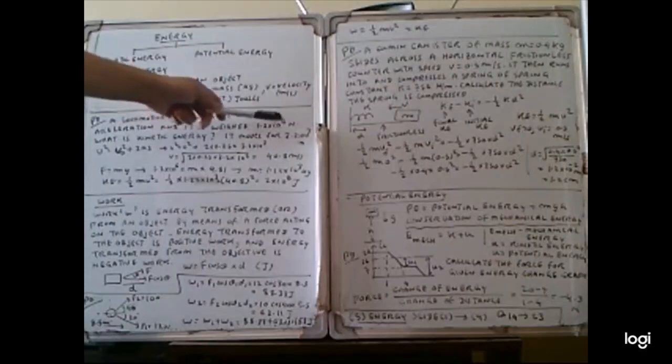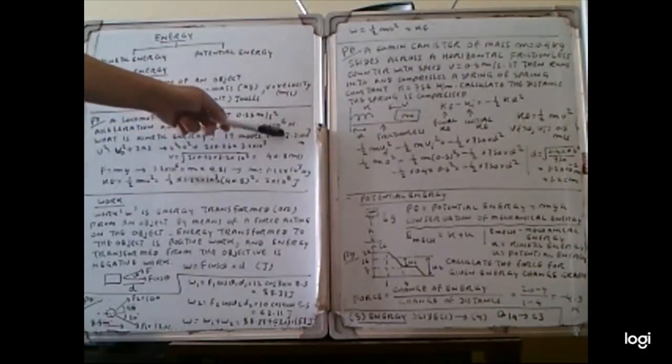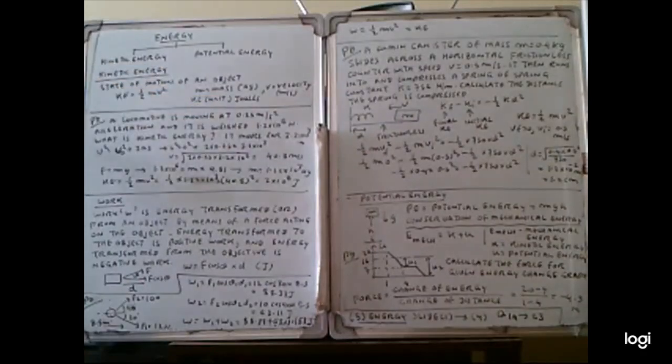So in this problem, a locomotive is moving with 0.25 meter per second squared acceleration, and its weight is 6 Newton. What is the kinetic energy? It moves for 3.2 meter. So this locomotive moves, and you have to calculate the final velocity. The initial velocity is 0, as it starts from 0.